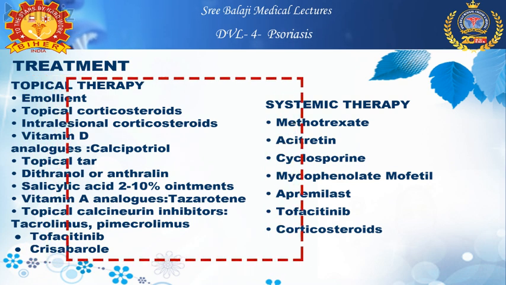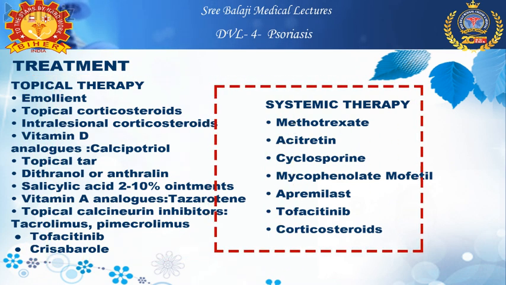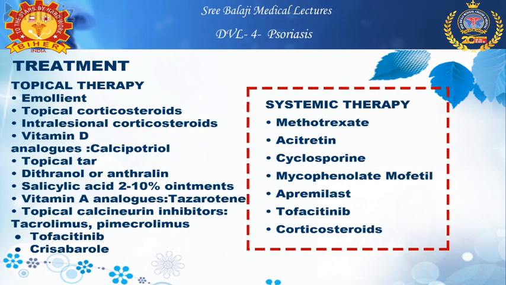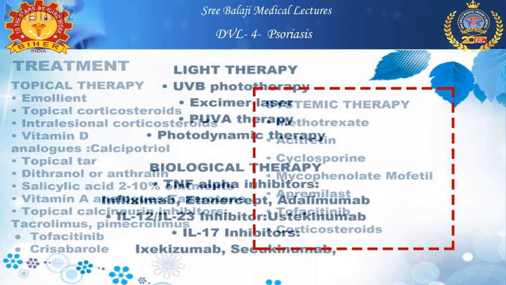Now, if the psoriasis is extensive, not responding to topical therapy, or impeding the quality of life, then we can go in for systemic therapy. The most common therapy used is methotrexate. Methotrexate is given at a dose of 0.2 milligram per kilogram as a weekly dose. It is not a daily dose. It is given as a weekly dose. Other treatment options include acitretin, cyclosporin, mycophenolate mofetil, apremilast, tofacitinib, and in case of pustular psoriasis and erythrodermic psoriasis, a course of oral corticosteroids can be given.